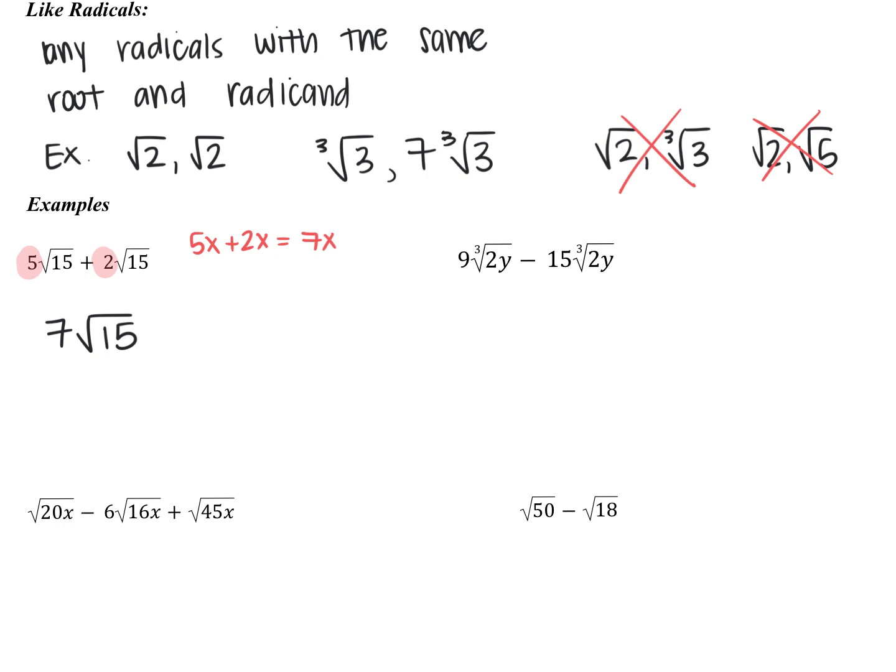For our second example, we have 9 cube root 2y minus 15 cube root 2y. Again, I only care about the 9 and the 15. My cube root 2y's are going to stay the same. So 9 minus 15 is going to be negative 6 cube root 2y. And in both of these examples, 15 and 2y are as simplified as they can get. So I didn't have to worry about simplifying those radicals.